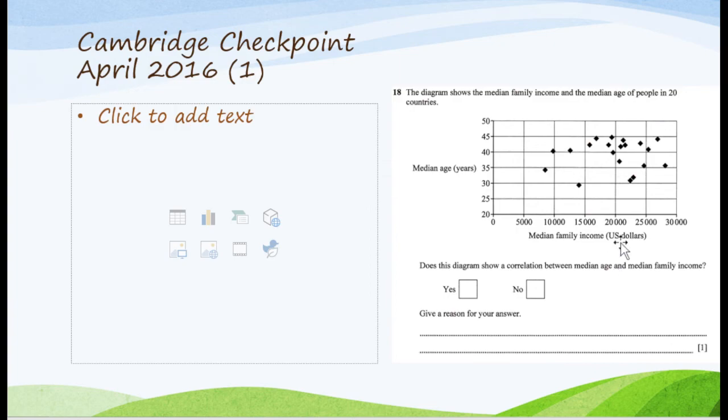Thus, the diagram shows a correlation between median age and median family income. Now, correlation. This one is a kind of scatter graph. And when they ask you about the correlation, you know the possible answers are positive, negative correlation, or no correlation. You need to write it this way, in words.